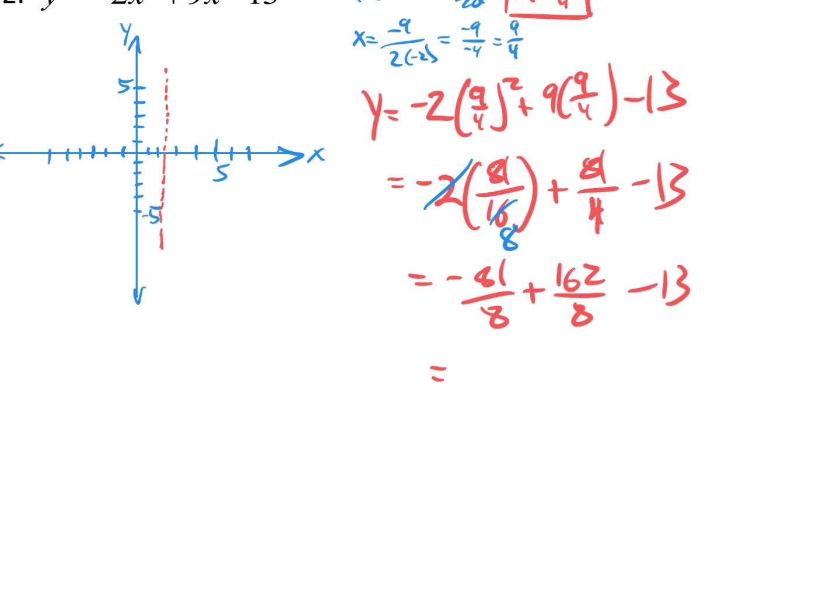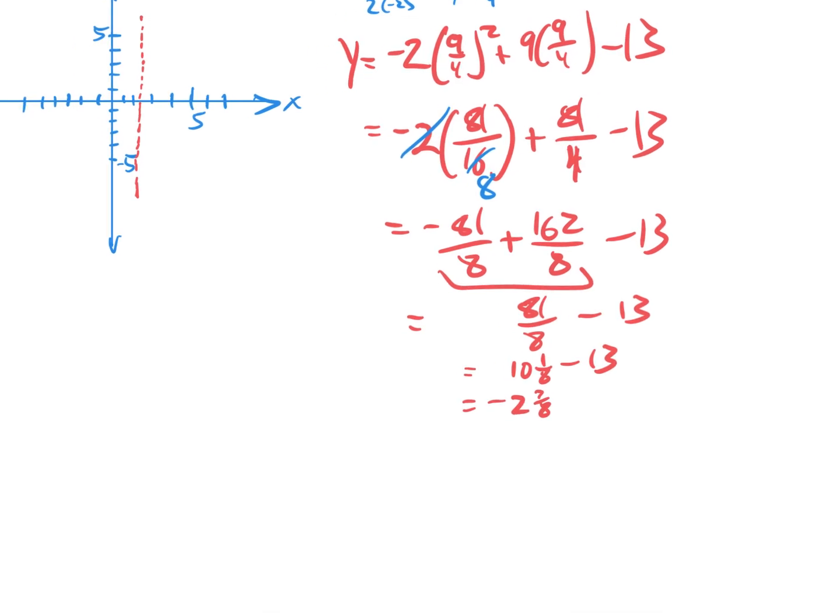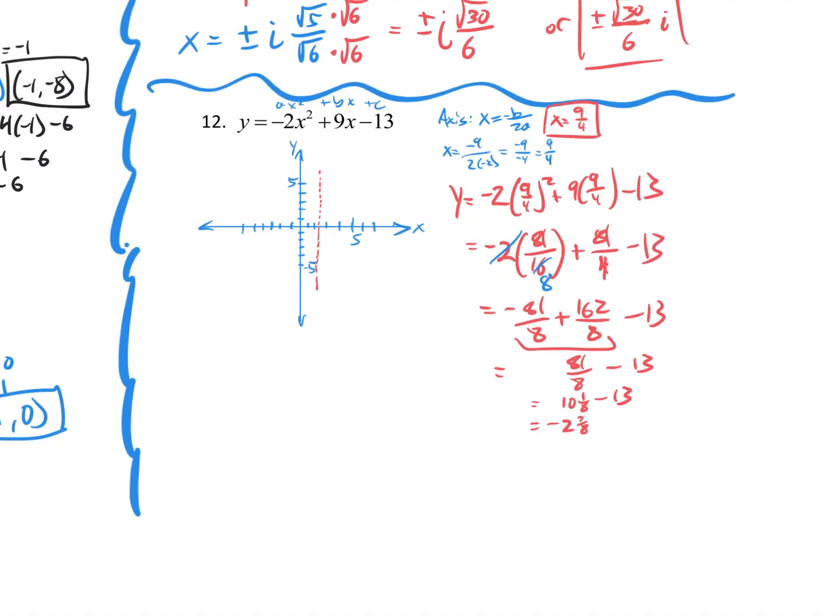Well, this is going to be positive 81/8 minus 13. Yeah, just ugly. We can go for a mixed number here. This is 10 1/8. Why haven't I gone decimal, you say? I should just go decimal. So 10 1/8 minus 13, well, that's going to be negative 2 7/8. If you got that decimal, I think it'd be 2.875, I think that is.